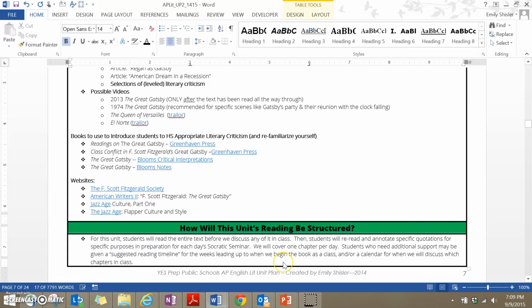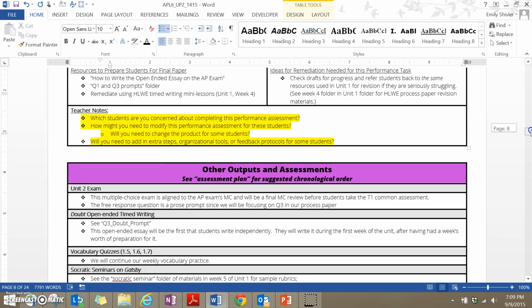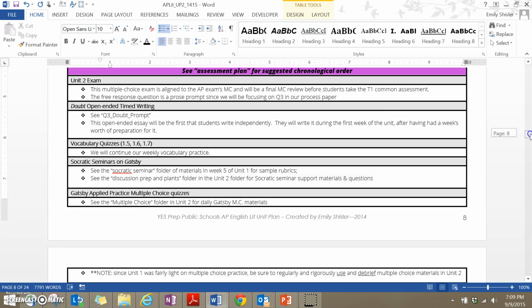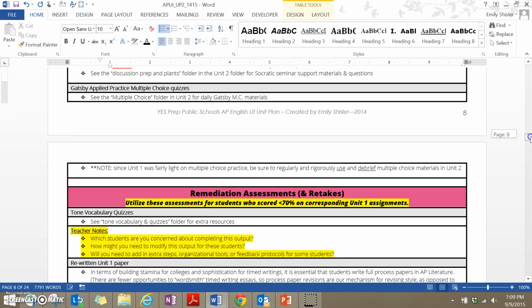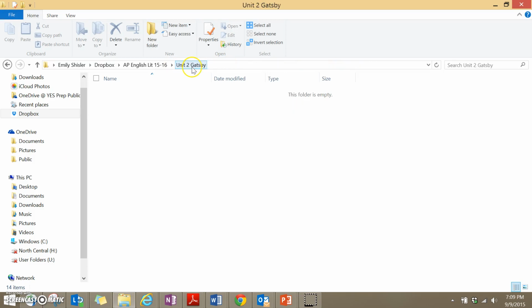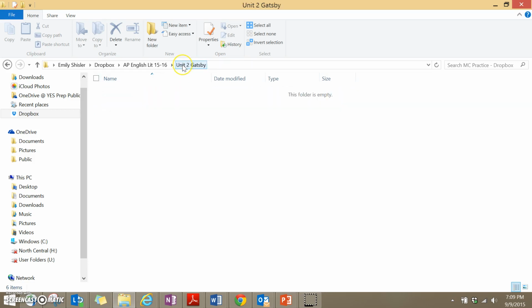A couple other notes about this unit. There are tons of outputs, vocab quizzes, Socratics, Gatsby applied practice, etc. And those, again, can all be found here, except the vocab, which is in its own folder, but there's multiple choice applied practice. There's some other cold reads if you want to use those while prepping for the common assessment, but the applied practice is a great place to hone in.